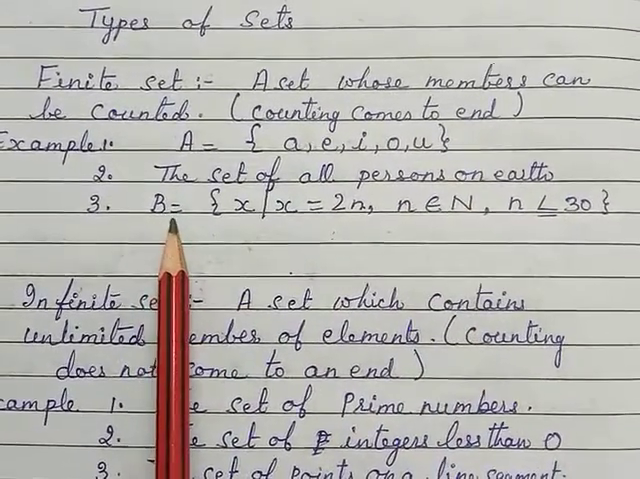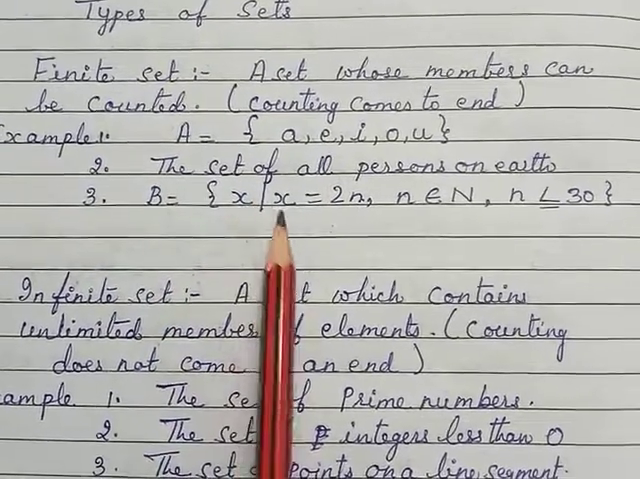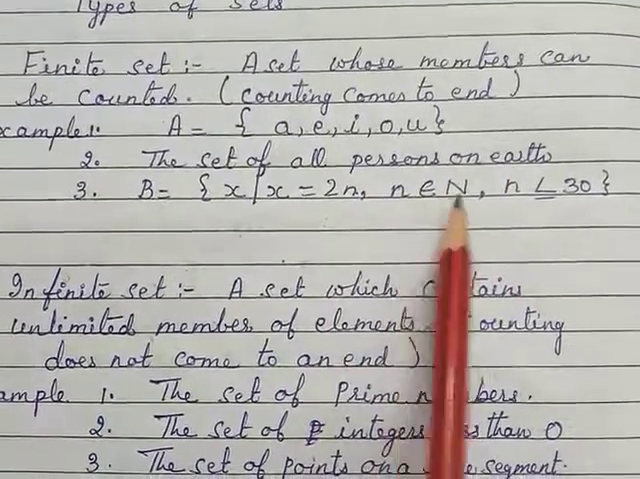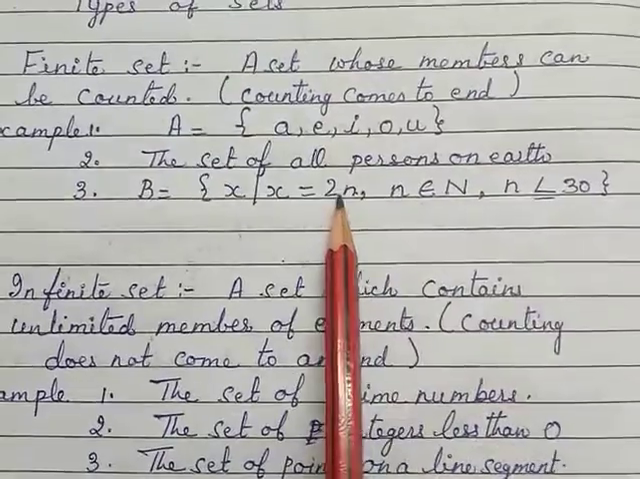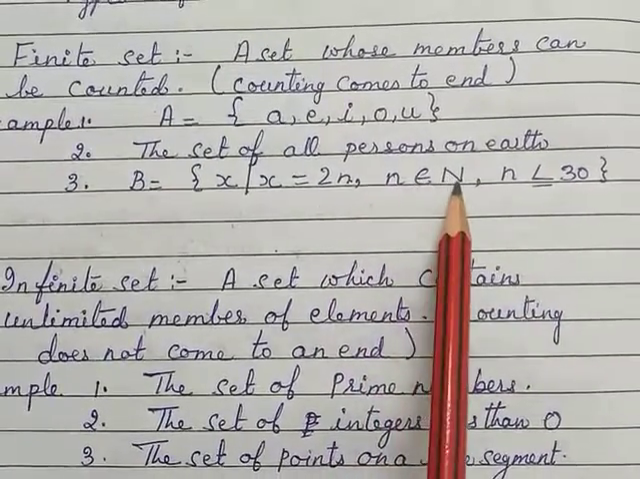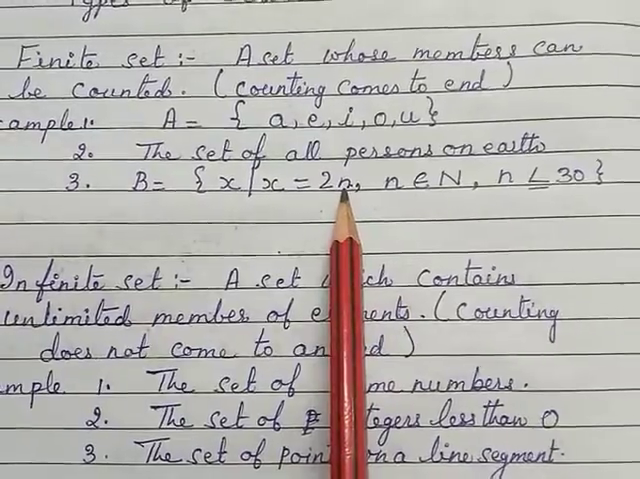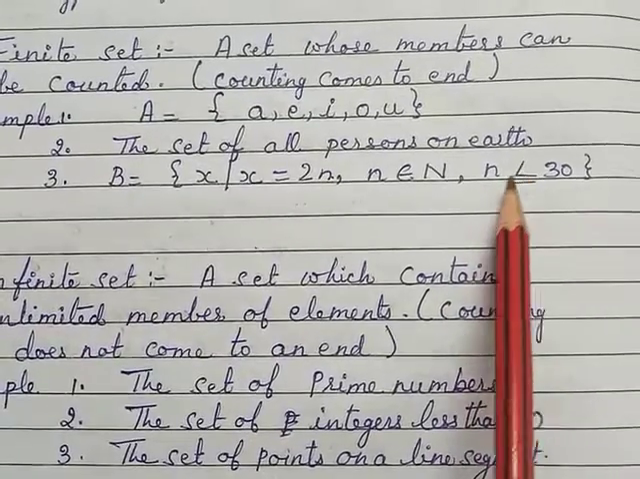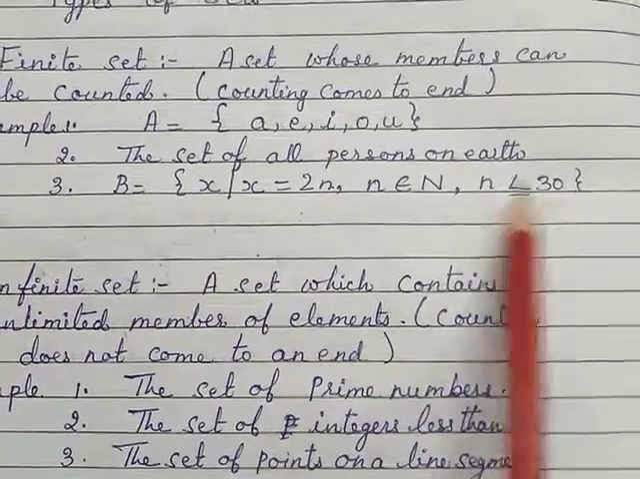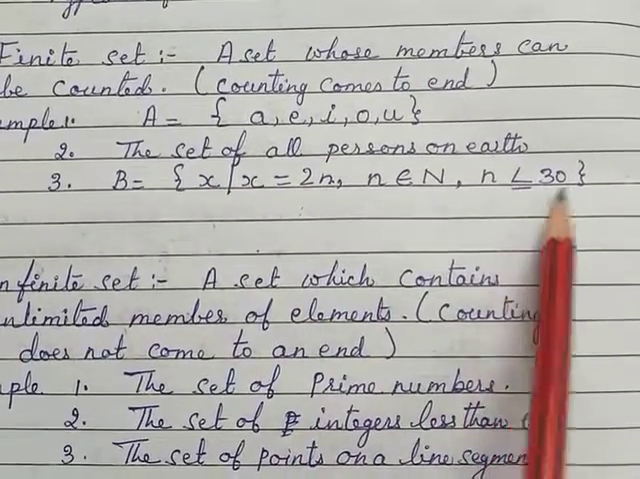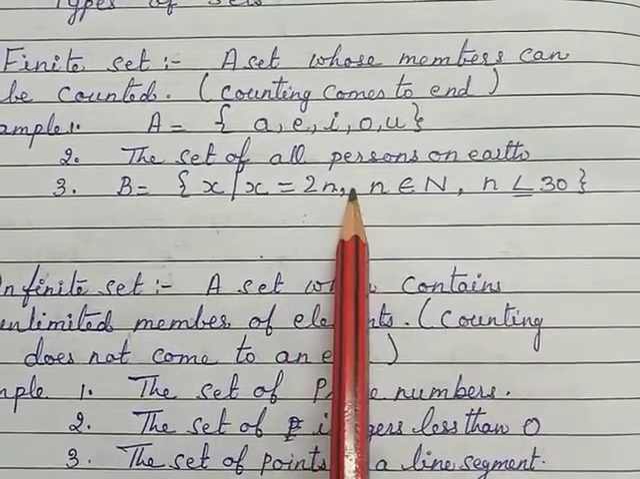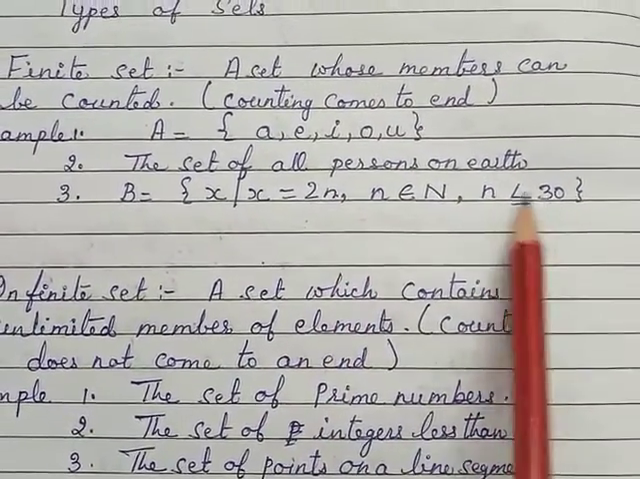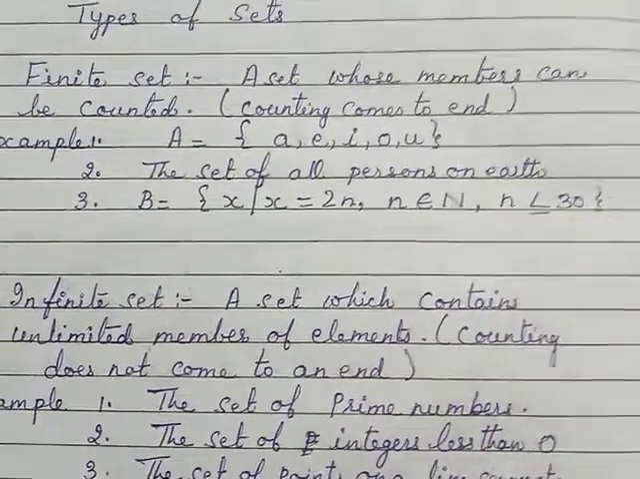Third one is set B, x such that x is equal to 2n, and this n belongs to the natural numbers. So 2 multiplied by a natural number, and this natural number is less than or equal to 30. We can take 2 into 1 is equal to 2, then 2 into 2 is equal to 4. Like this we can take till we get 30, that is, n is less than or equal to 30.